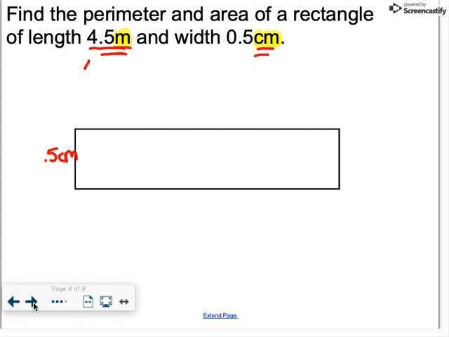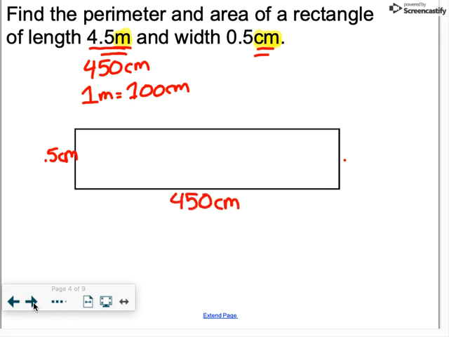4.5 meters is actually 450 centimeters. Every 1 meter equals 100 centimeters. So now that we have that, we can rewrite this to say 450 centimeters, because we need the same unit of measurement if we're trying to find perimeter and area.